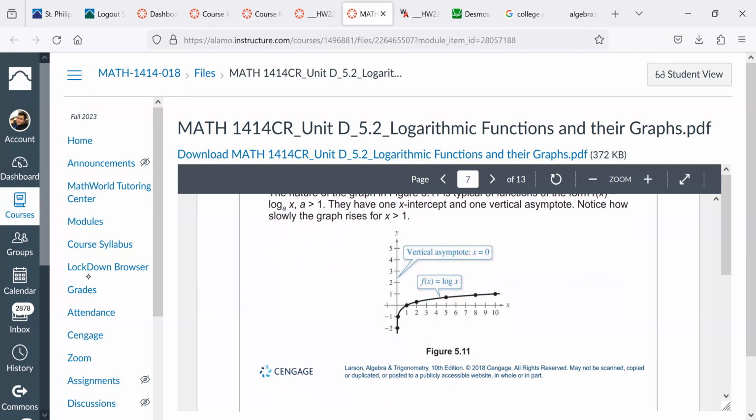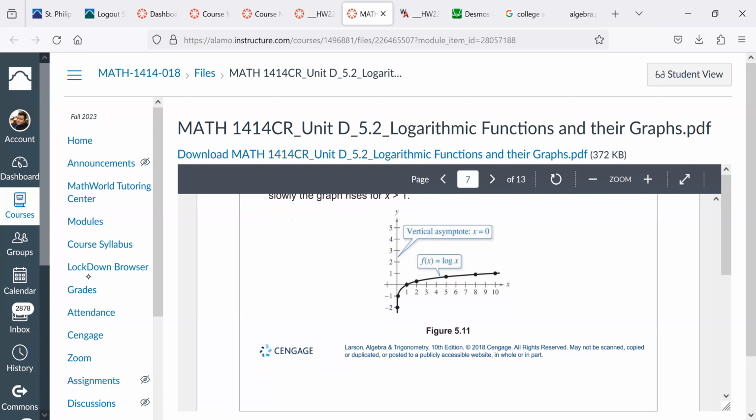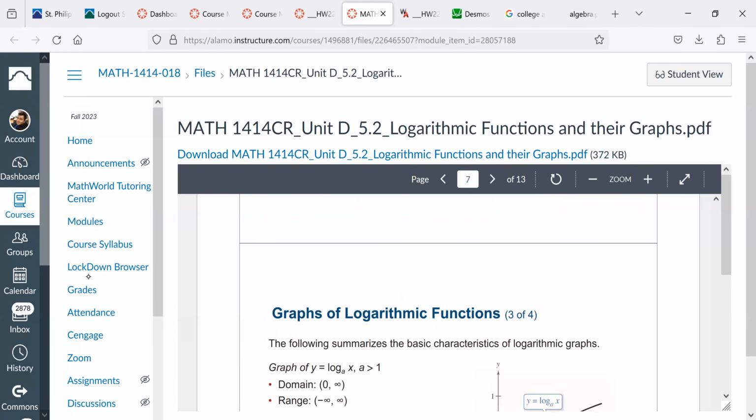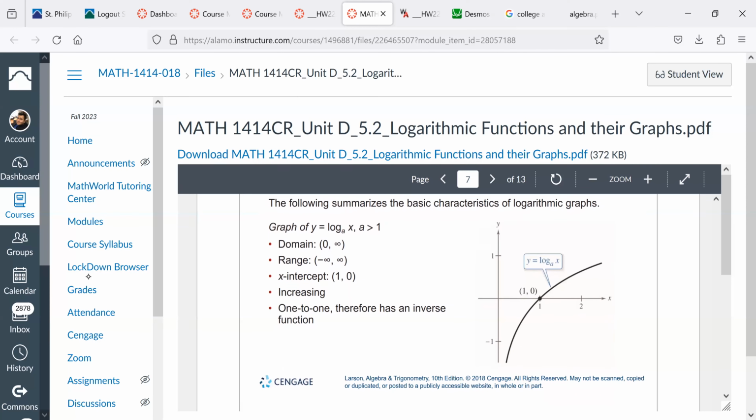But there is a vertical asymptote. Remember we said you cannot plug in 0 into the log function. So it can approach 0 but never get there. But you cannot use 0 or negatives. The smaller fractions you choose, the more negative the output becomes, but no negative inputs. So this is the information you're going to need just to know what they look like.